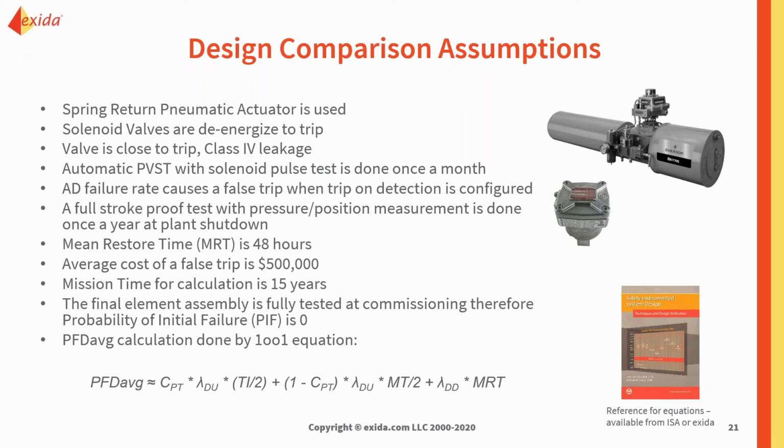For our analysis, we have to make some fundamental design comparison assumptions, and you can see those here, and they're pretty basic. It's solenoid valve de-energized trip. It's a fail closed application, but the main thing I want to point out here is that we have determined the average cost of a false trip is $500,000. So we're going to be using that to calculate some of our costs.